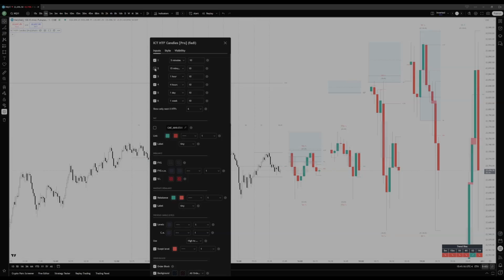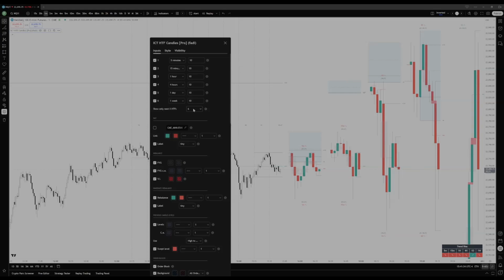You can hide and show any time frame you want. And you can set it to any time frame that you have enabled in your TradingView chart. So if you create a custom 45 minutes, for example, you'll see it here and you'll be able to use it.